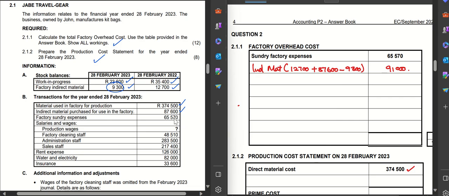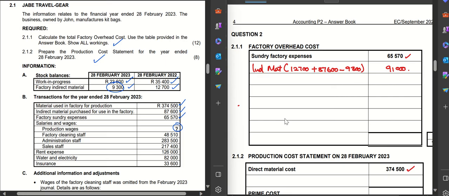The next one says factory sundry expenses. All right, so this one was already given to me. It was already put in the answer book already, so I don't have to stress about that one. Then it says salaries and wages. The production wages was not given. Okay, let's go on. Factory cleaning staff.